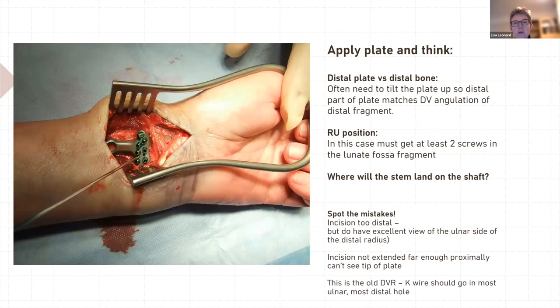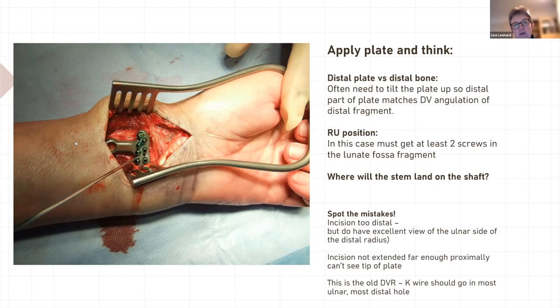So you've got your reduction, and your next thing you do is put the plate on and your K-wire. And when I'm putting this on, I think very carefully about, is the plate flush on the bone here, distally? And I don't worry so much about what's going on with the shaft. And very often, if it's a dorsally tilted fracture, you will need to have the tip of the plate sticking well out of the wound.